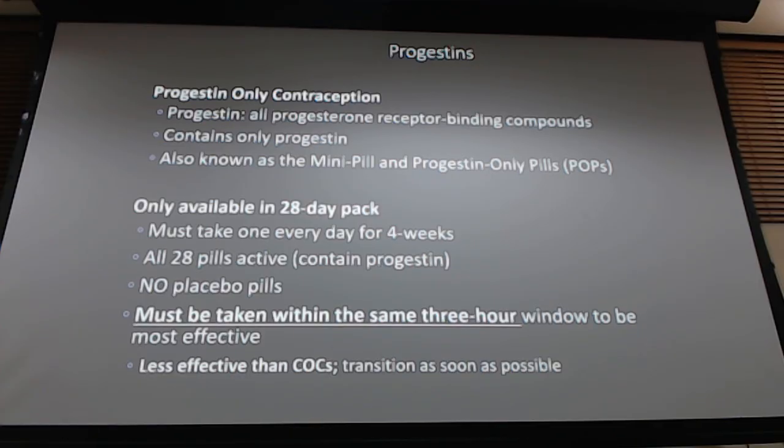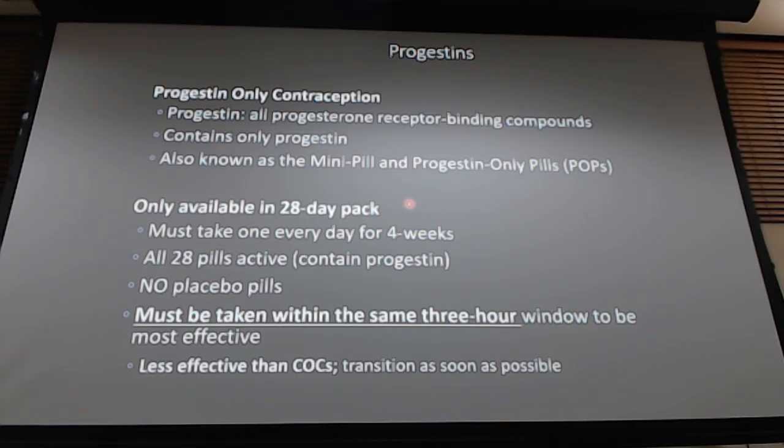You have to have a person who is very regimented, who is going to follow directions, and they're going to take them at the same time every single day. You know how we had all of those several different packs when we were looking at our combined oral contraceptives? With this, we only have one pack that's available. It's a 28 pack, and they don't have any placebo. So they're taking them all the way through year round, okay?